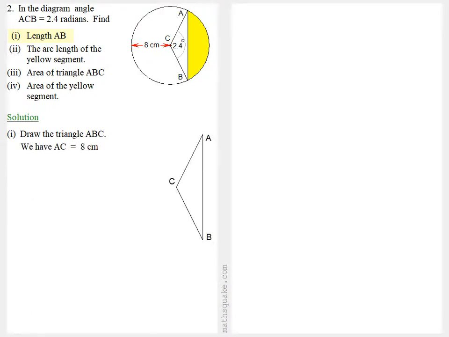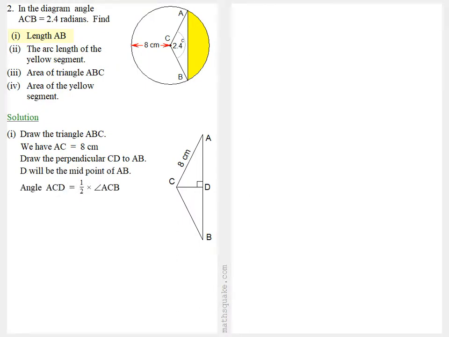We have AC is equal to 8 centimetres. Now we can draw a perpendicular CD to AB, in which case D will be the midpoint of AB, and the angle ACD will equal a half the angle ACB. So the angle ACD will equal 1.2 radians.